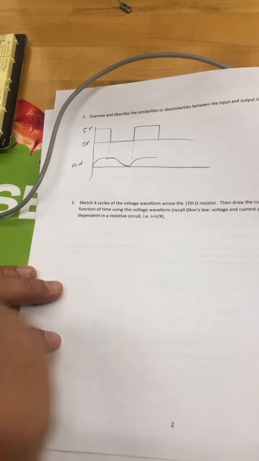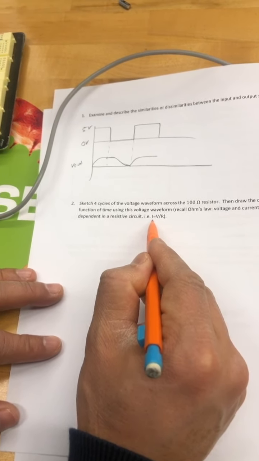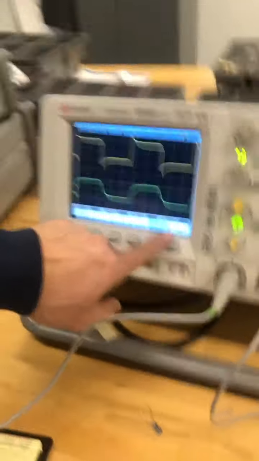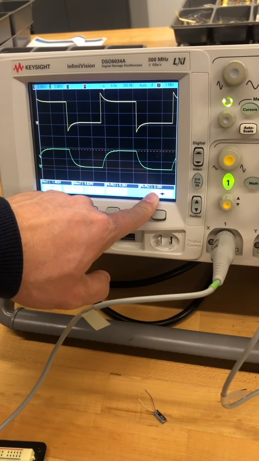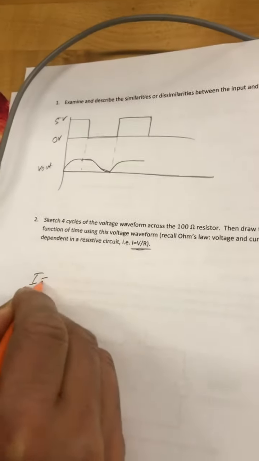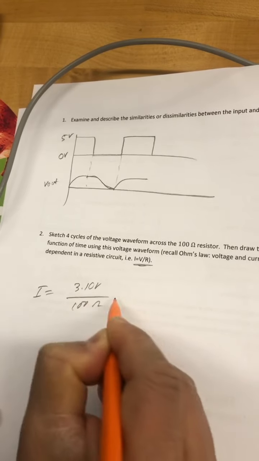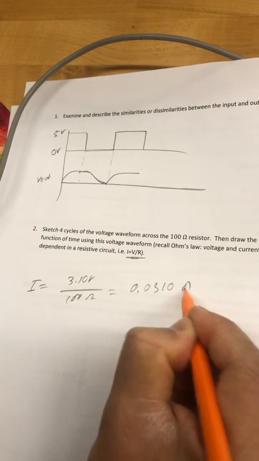So now you know that across the resistor, your voltage and current are proportional, right? If you look at the peak to peak for channel 2, I can see that it is 3.10 volts. That means the voltage across the resistor, when high, is 3.10 volts. To find the current, it is 3.10 volts over 100 ohm, right? That will give you 0.0310 amps, 31 milliamps.